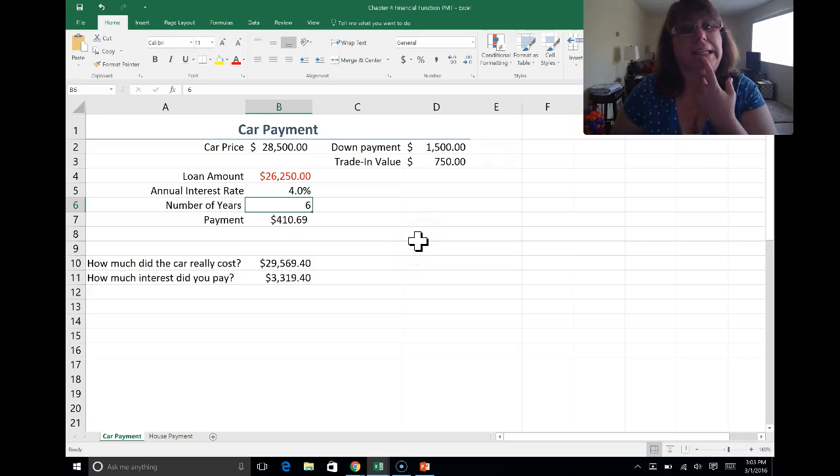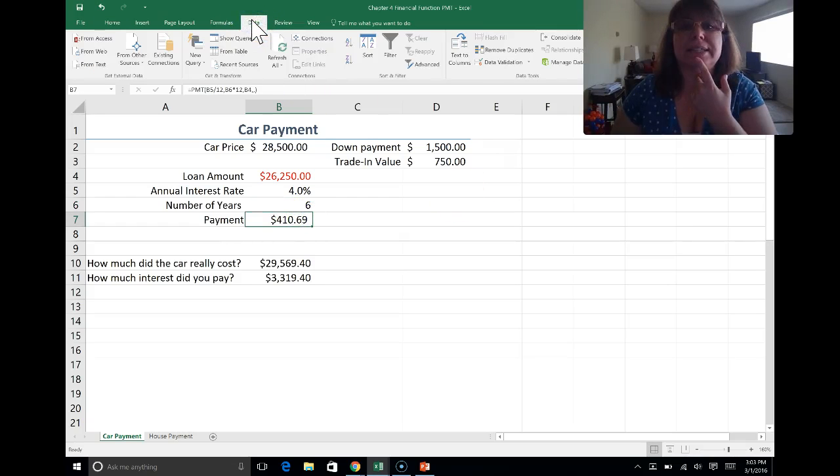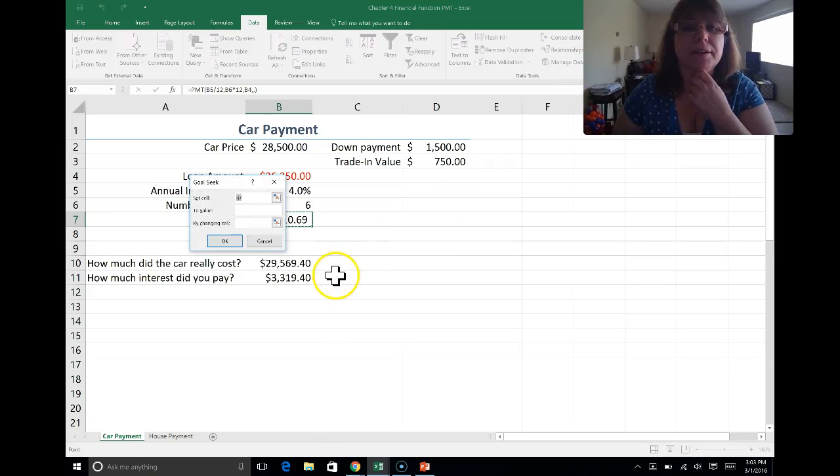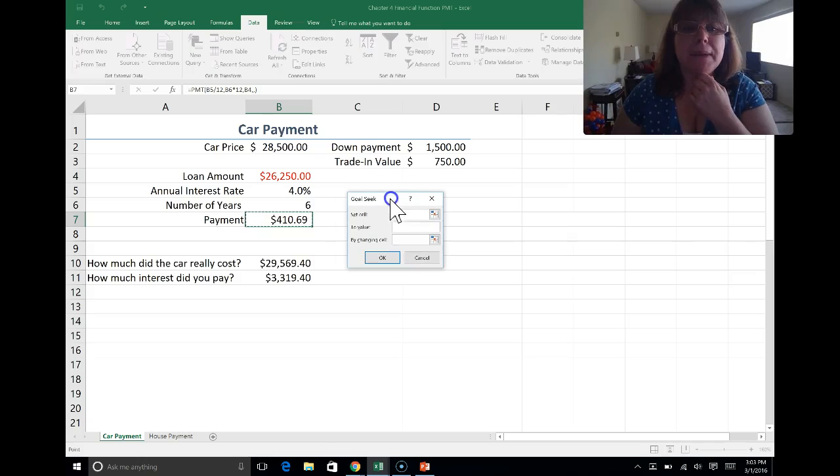That is a goal seek. So here's what I'm going to do to start my goal seek. I'm going to go to my Data tab, then What-If Analysis, and click on Goal Seek. I'm going to set my cell B7, because I want my payment to be the value of $400. But I want to change my car price.